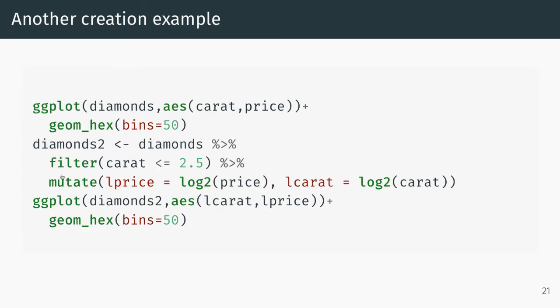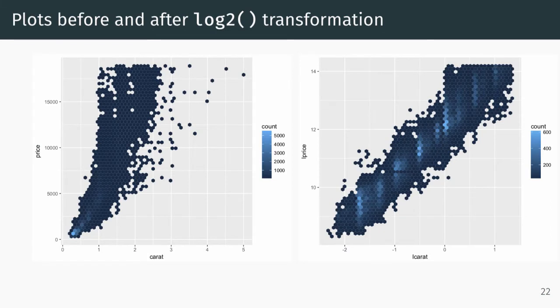Here's an example of using logs. We're going to create a new diamonds data set with the log to the base 2 of price and log to the base 2 of carat. And we're going to do two plots. One plot is going to be with just price and carat, and the other one is going to be the log of price and log of carat. And we're using the geom called geom hex. This creates hex bins. Let me just show you. These little hexagons are called hex bins.